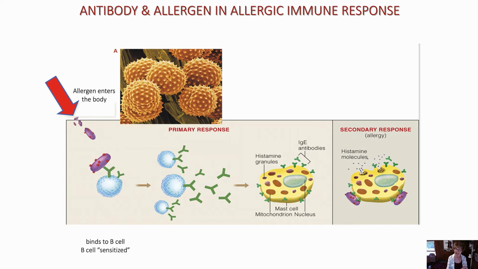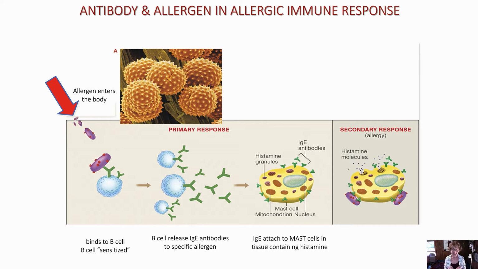Recall we have B cells and T cells in our adaptive immune system. What this does is it sensitizes the B cell. And the B cell then releases a type of antibody called IgE. I will talk to you more about that. And those IgE antibodies are very specific for that specific allergen.